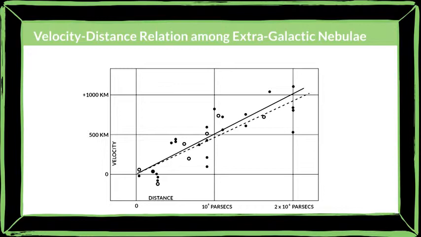So hopefully you're beginning to see how this process of testing theory against experiment or observation works in science. Now we're going to apply this framework to look in a bit more detail at one of the most profound discoveries of the 20th century. These are the results of a study by Edwin Hubble. Each one of those points represents a galaxy.